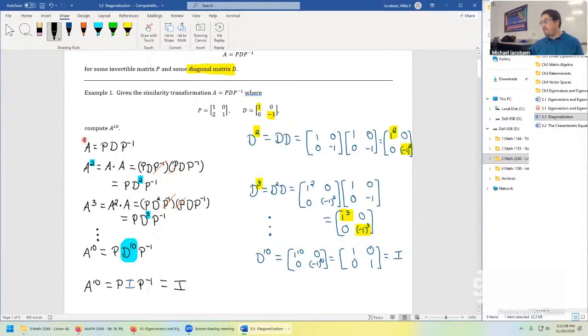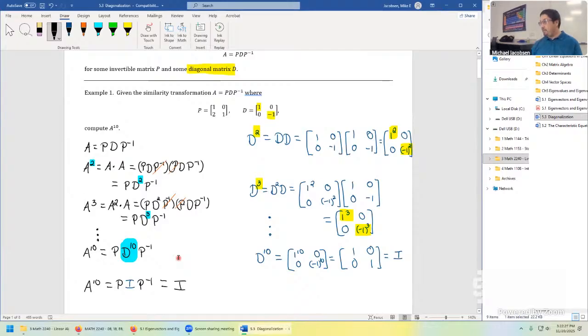So we never even had to find out what A was in the very first place to get A to the power 10. We never did this original multiplication right here to reconstruct A. If we know A is similar to a diagonal matrix, any power of A is really fast to compute in this kind of way.